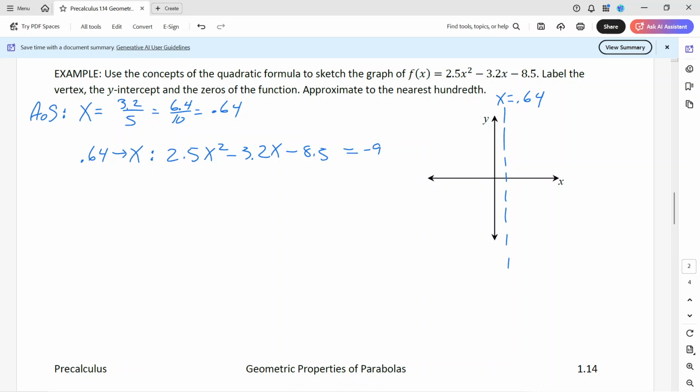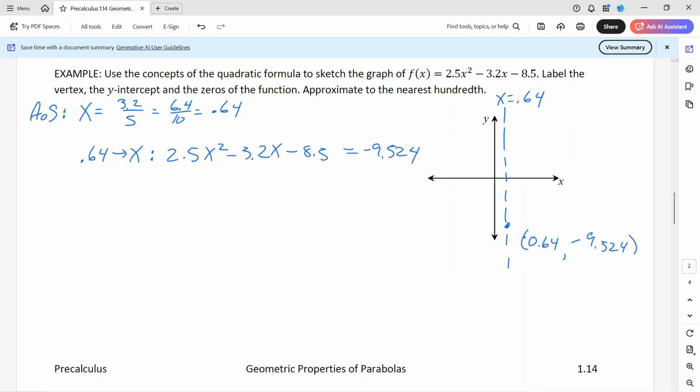negative 9.524. I now know where my vertex is. It sits below the x-axis, and it has an x-coordinate of 0.64, and it has a y-coordinate of negative 9.524.